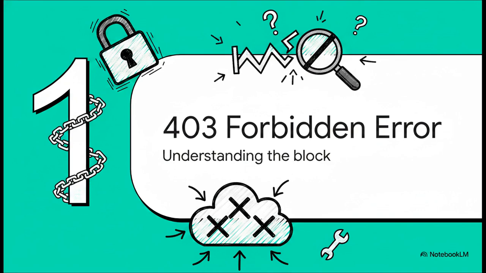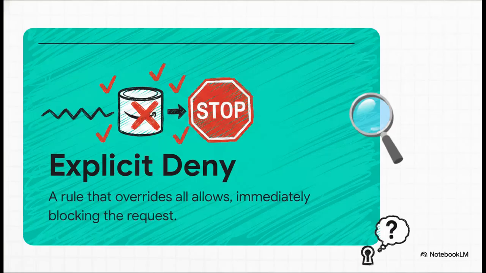Section 1, the 403 forbidden error. So the very first thing you gotta understand is that your request didn't just get lost in the void, right? It actually successfully reached S3 over the network. The issue is that S3 actively refused to write the object. This denial almost always traces back to either a missing permission or an explicit deny. Now, an explicit deny is this heavy-handed security rule that overrides absolutely any allow permissions you might have. It immediately blocks the request.